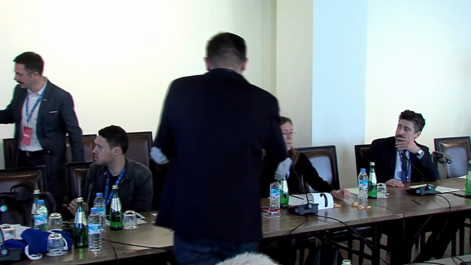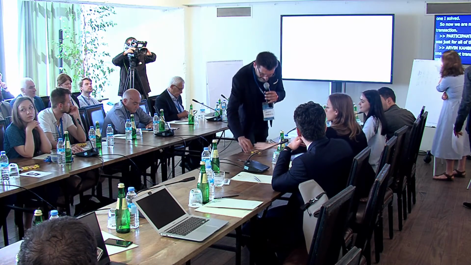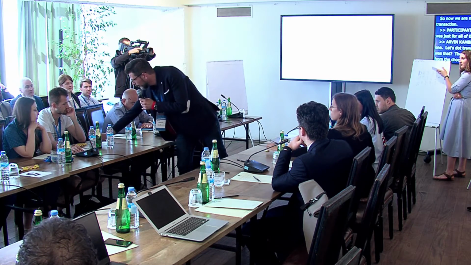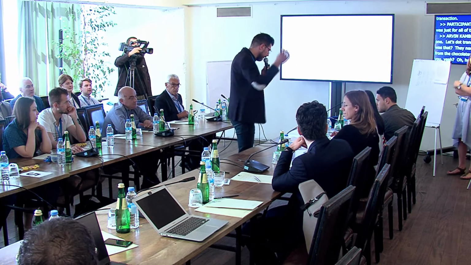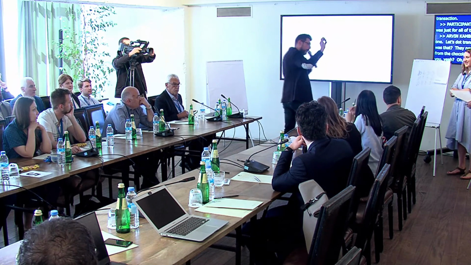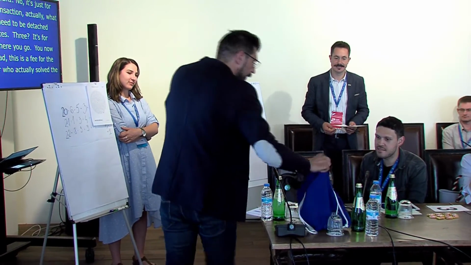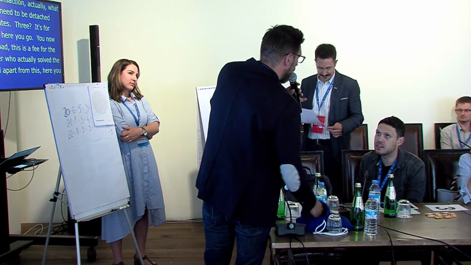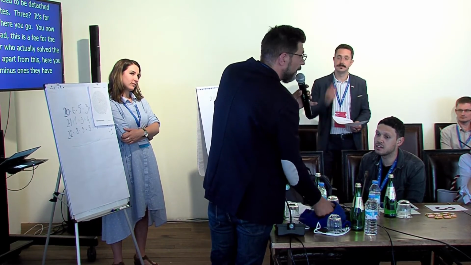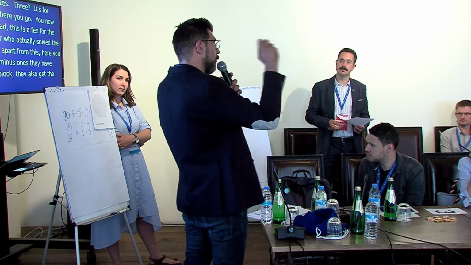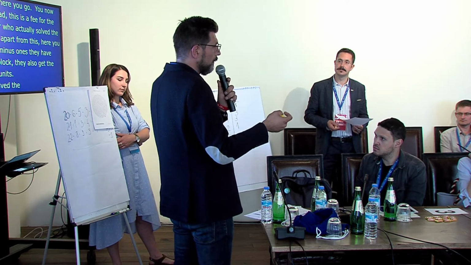They need to be apart from the chocolates. It's for you, yeah? Oh, here you go. You now have a bigger loot. This is a fee for the miner who actually solved the transaction. And apart from this, here you go, Vlada. The miners, once they are done with the block, also get the newly created units. So that's the distribution of cryptocurrency via blockchain. They solve the block, they get rewarded from the initial number. Is that okay?